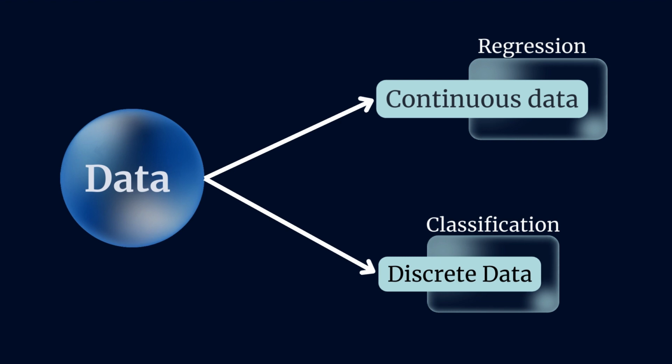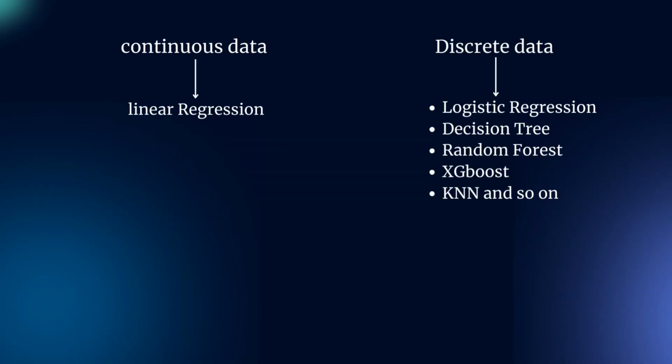So let's see what algorithms we have. Here we have linear regression for continuous data. The most popular algorithm for continuous data is linear regression. And for discrete data we have different classification algorithms, which are logistic regression, decision tree, random forest, XGBoost, KNN, SVM, and there are so many algorithms in classification. In this video we are particularly talking about these kinds of algorithms. When we are talking about classification algorithms, decision tree, random forest, and XGBoost are the most popular.